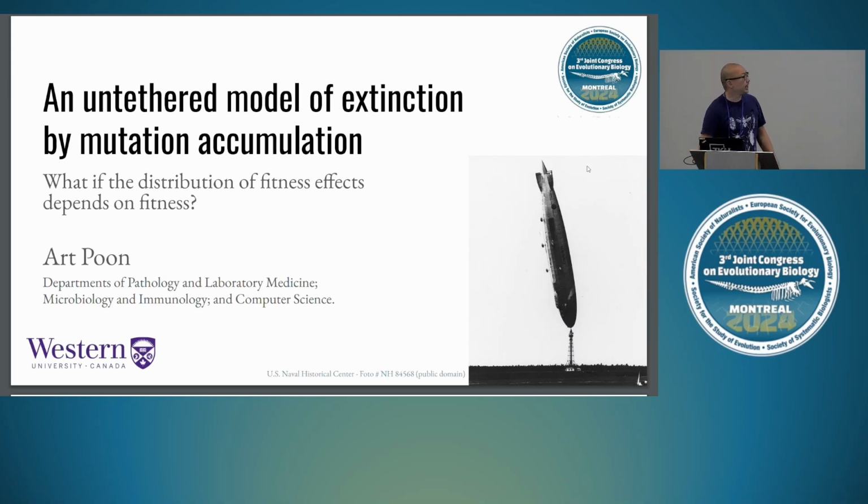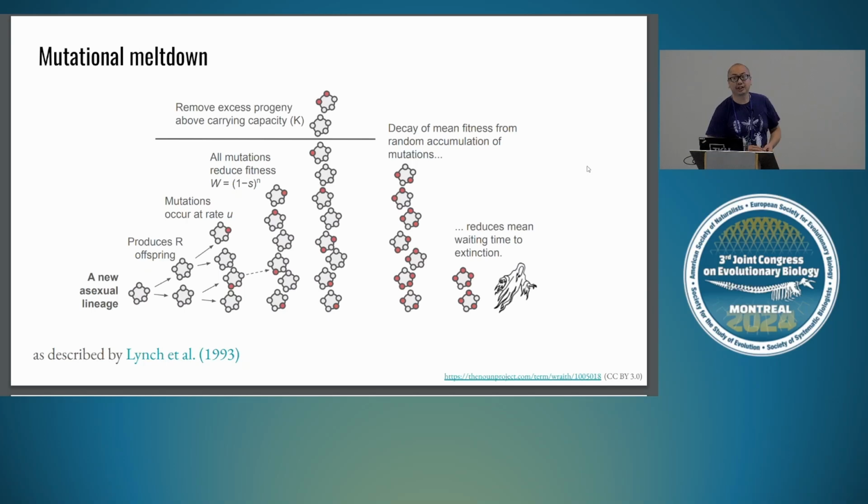Okay, so thanks for sticking around. I'm going to be talking a bit about some work I've been doing with computer simulation to investigate a different approach to mutation accumulation and how it would drive extinction of populations. So just as a quick review, I'm talking about mutational meltdown models where we would start with a new asexual lineage where each individual produces offspring after some amount of time.